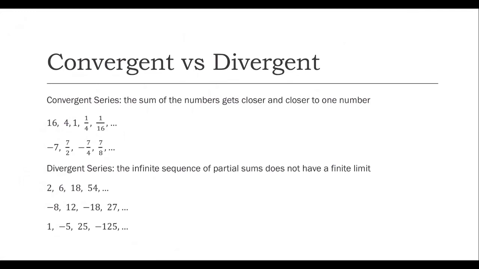So if we look at this first sequence, it has 16, 4, 1, 1/4, and 1/16. So your rate here is 1/4, and your numbers are getting closer and closer to 0. So your sum is going to converge to one number.